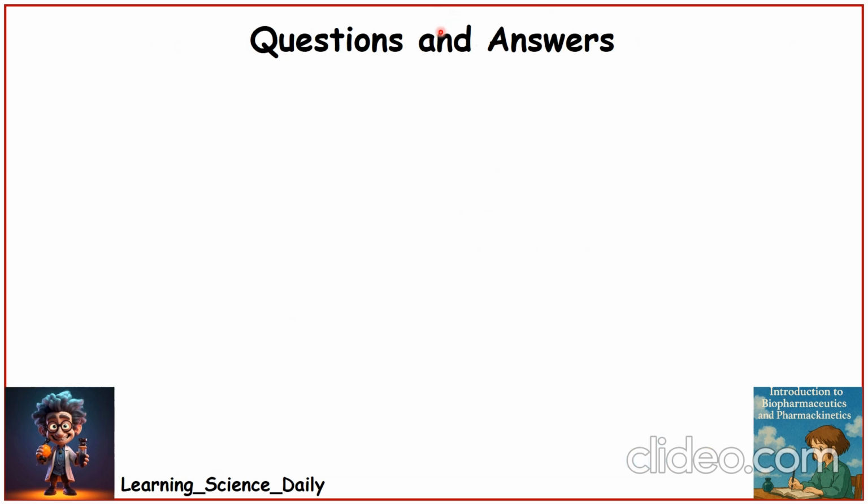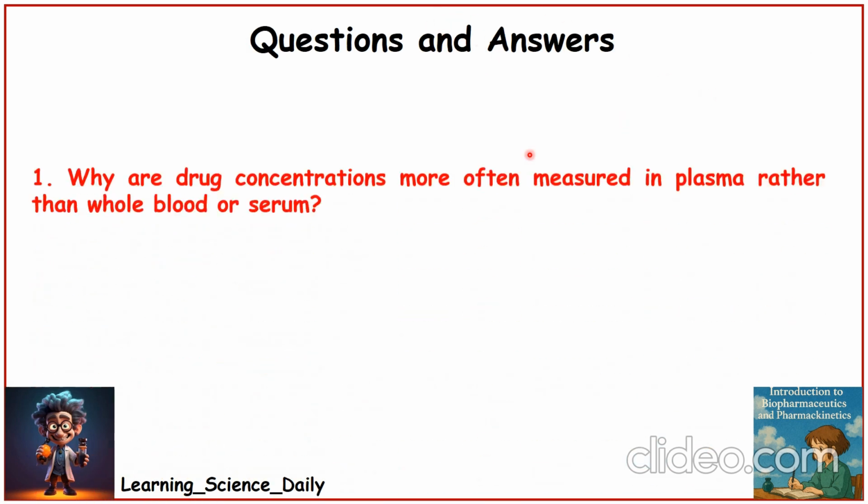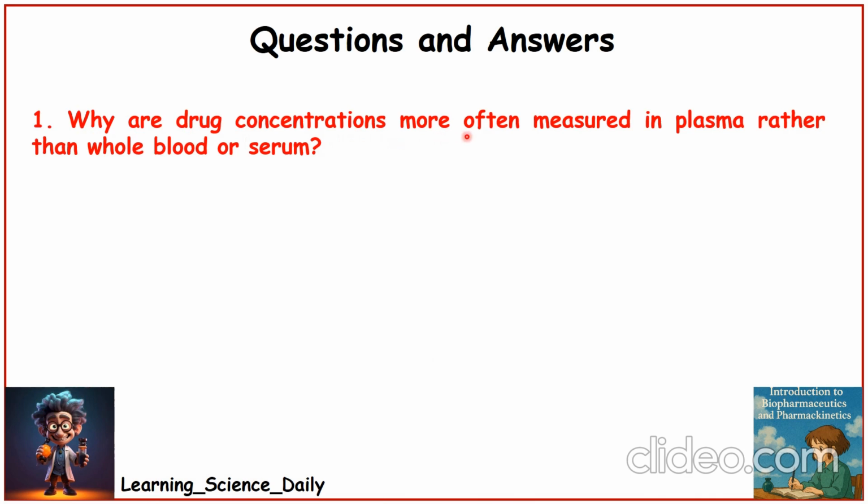Now is the time for questions and answers. Question number 1. Why are drug concentrations more often measured in plasma rather than whole blood or serum? And the answer is, drug concentrations are more often measured in plasma because plasma contains the liquid portion of blood with anticoagulants that prevent clotting, preserving the drug and its binding to proteins as it circulates in the body, making it a more accurate and consistent sample than whole blood or serum for assessing drug levels.